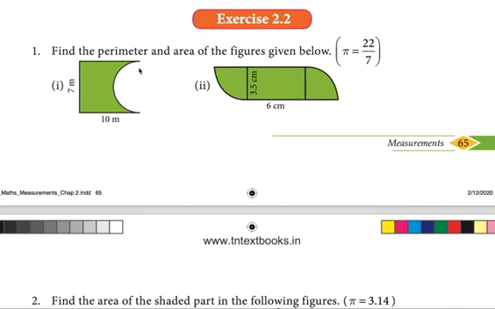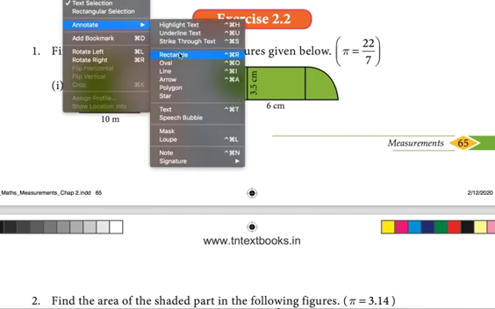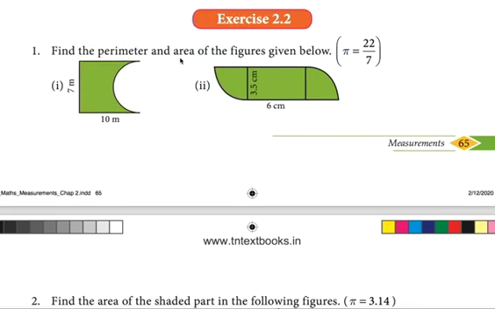If you know the diameter, you can find the perimeter. Pi d is the perimeter, but because it is only a semicircle, it is pi d by 2. 22 by 7 into 7, 22 by 2 is 11. So this is 11. 27 plus 11, how much? 27 plus 11 is 38. So 38 cm is the perimeter.